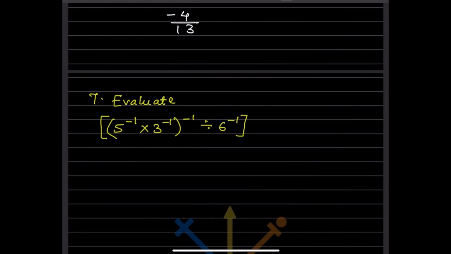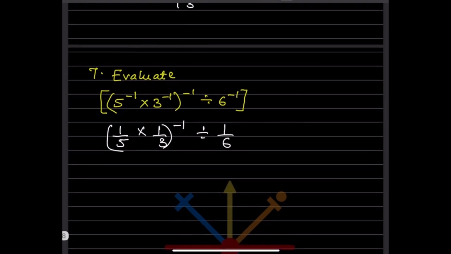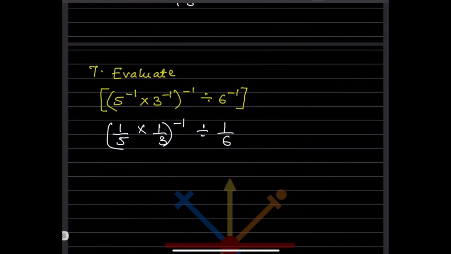So now here you can make the exponents positive first. So you can write this as 1 by 5, and this you can write as 1 by 3 raised to minus 1. Now let us keep that aside first, and this 6 raised to minus 1 you can make it 1 by 6. So what you can see now, actually this is multiplication. So you can multiply this one first. So this is going to be 1 by 15, and the exponent is going to be minus 1.